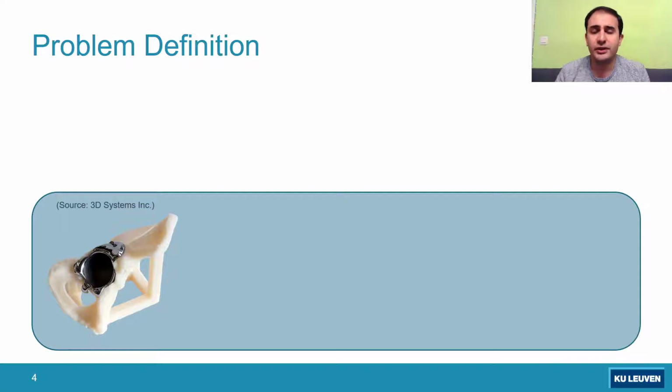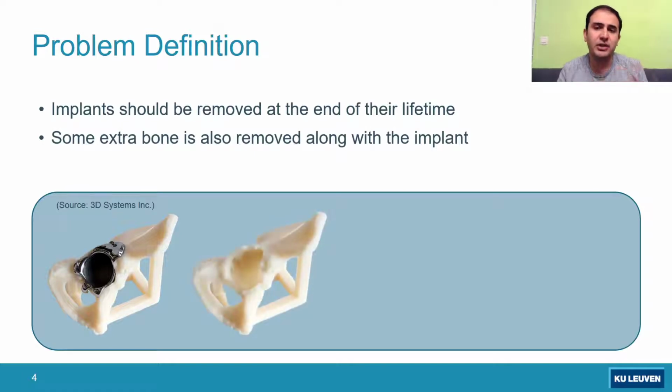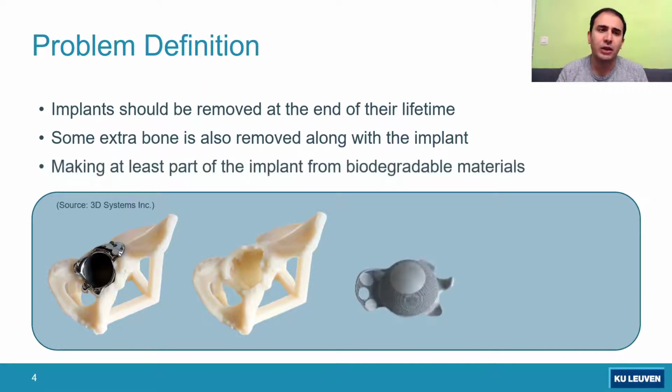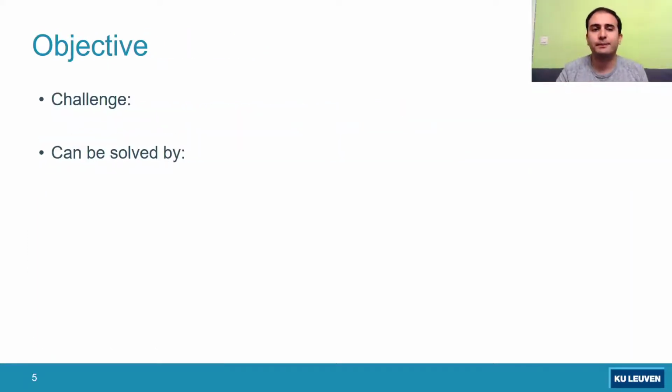But why should we consider biodegradability in this sort of implants? The issue is these implants should be removed and replaced at the end of their lifetime. But in the revision surgery, part of the newly formed bone is also removed along with the implant, making it difficult to achieve further mechanical stability. One of the greatest solutions to solve this problem is making at least part of the implant, the back of the implant, from biodegradable metals, so it degrades as the new bone grows towards it.